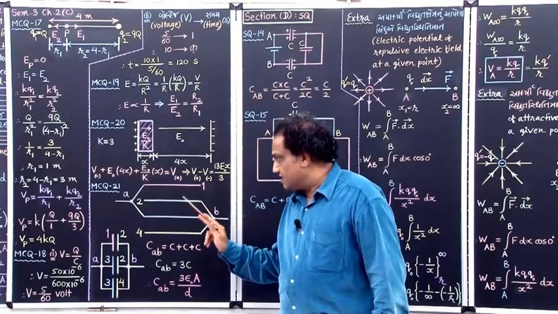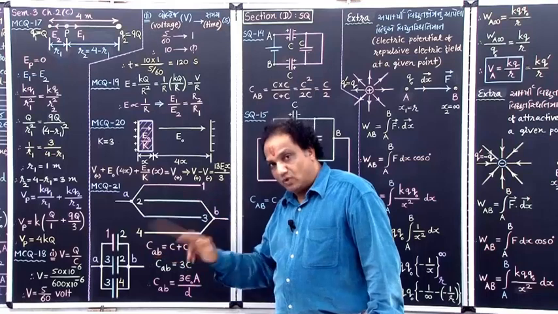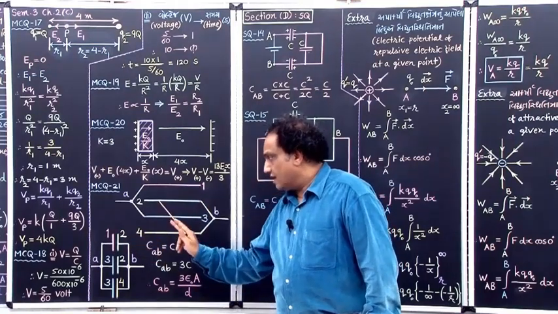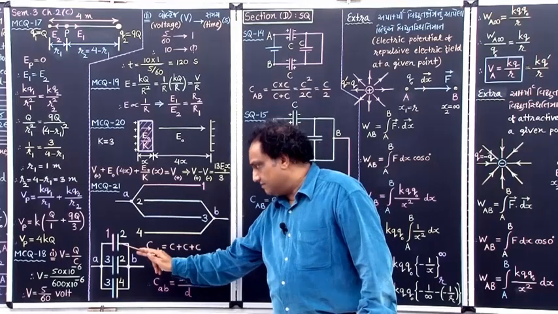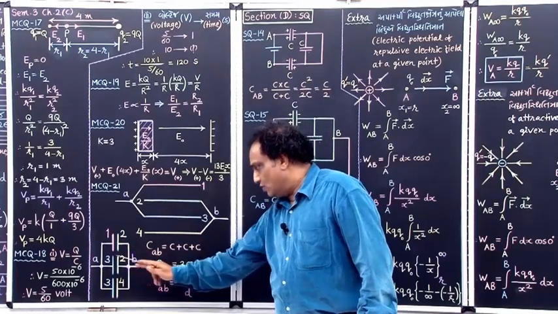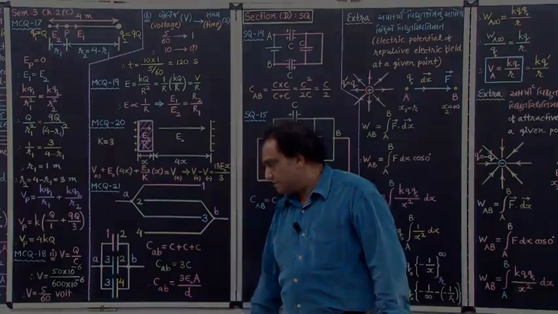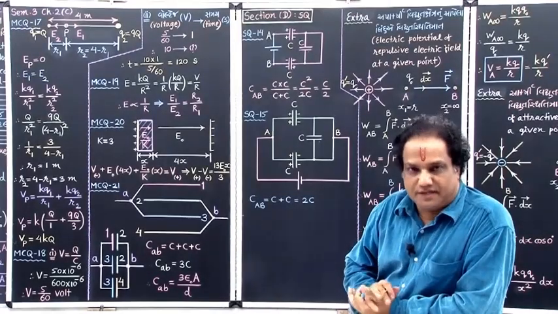Just so that you will understand very easily, I have not changed the color of the plate. You can see here and here. At both the places, the color of plate number 1 is shown with the pink color. Color of plate number 2 is green. Color of plate number 3 is blue. And color of plate number 4 is yellow. Okay? Fine.